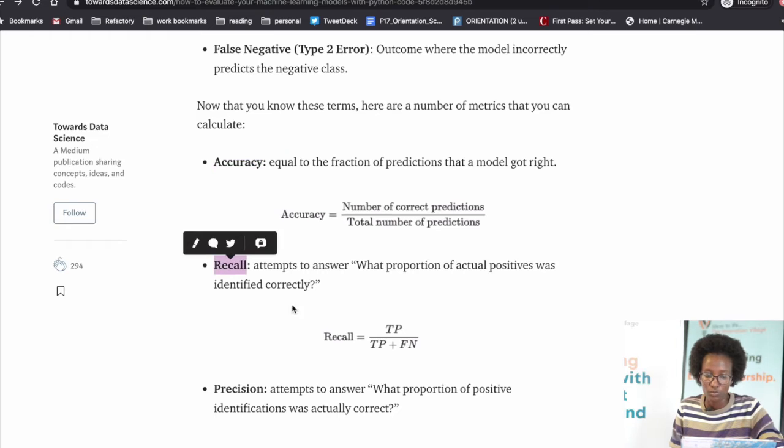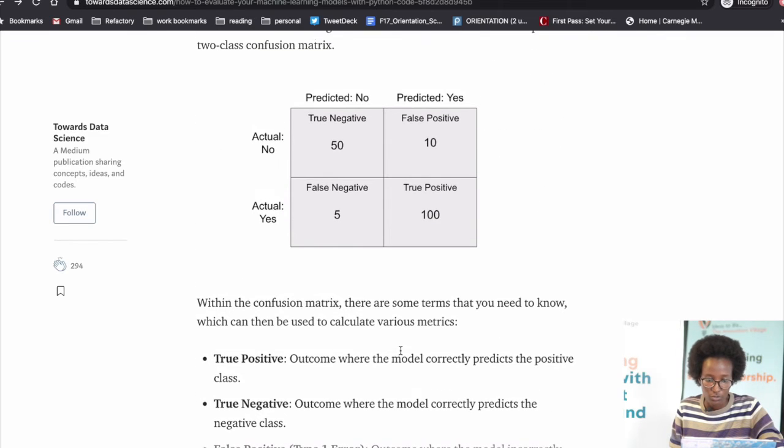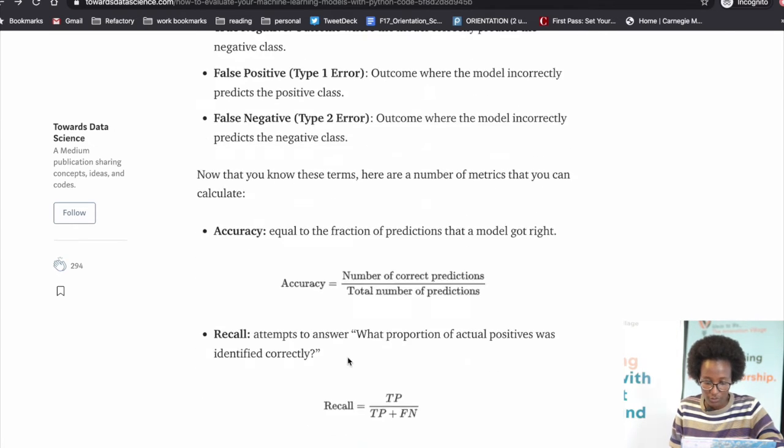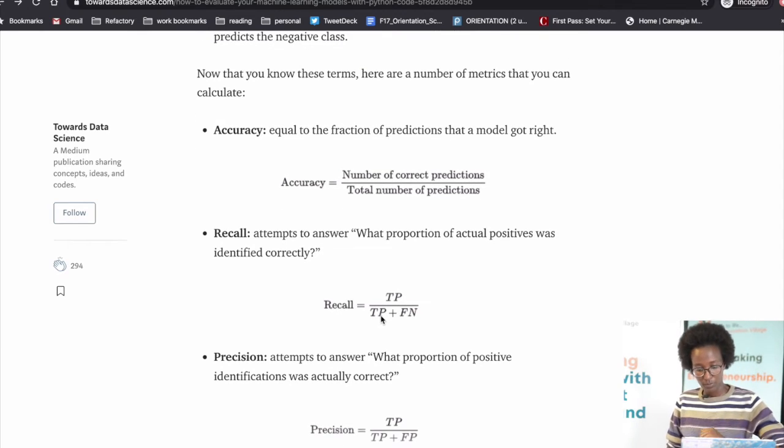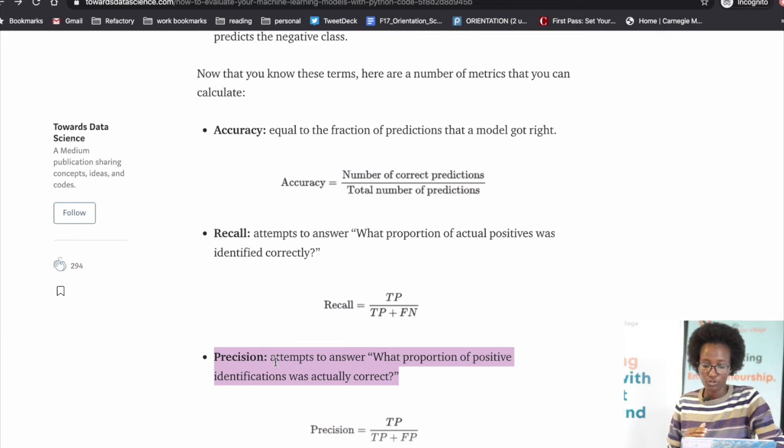And then the recall attempts to answer the question, what portion of the actual positives was identified correctly? So this will be the true positives over everything else that is actually positive: true positive over the true positive plus the false negative. Then there's precision. It attempts to answer the question, what proportion of the positive identifications was actually correct?